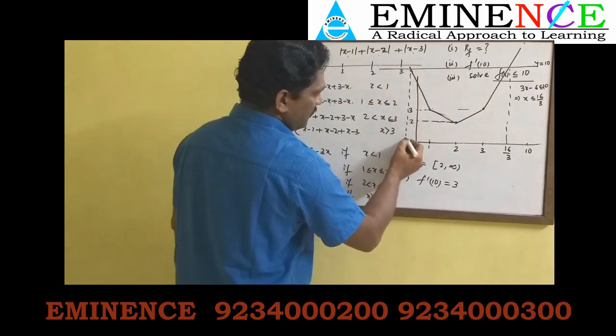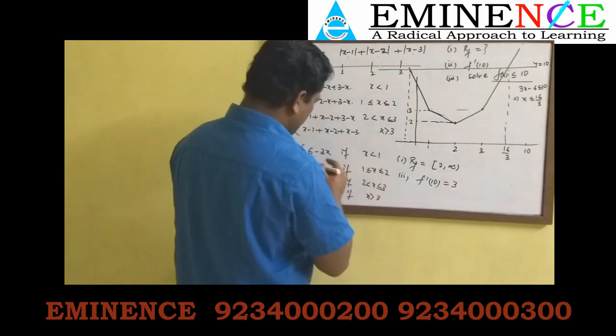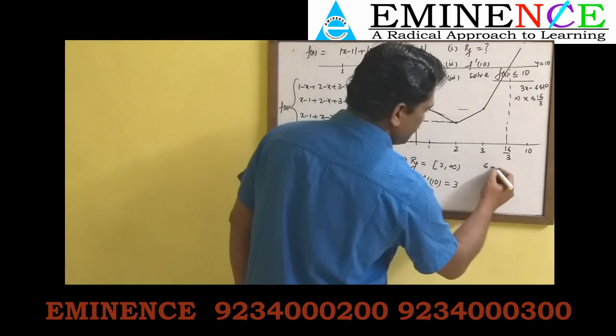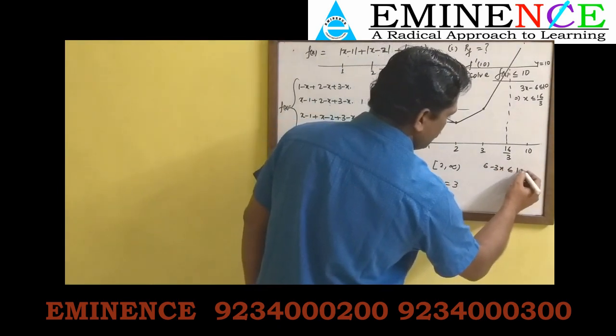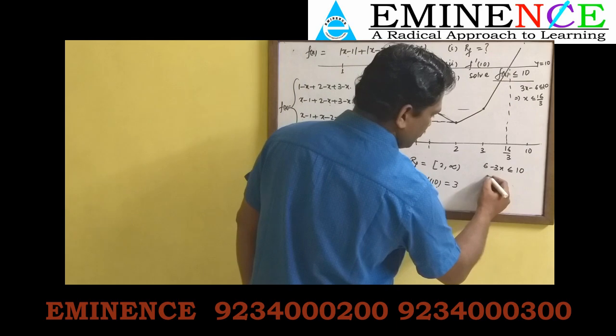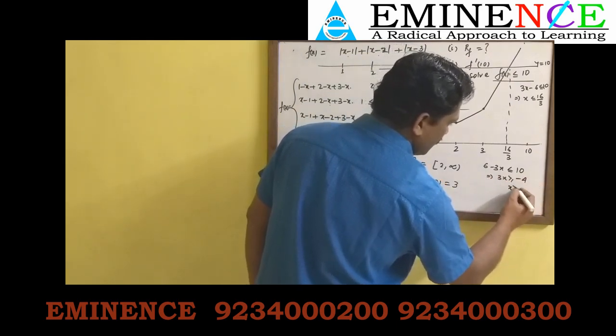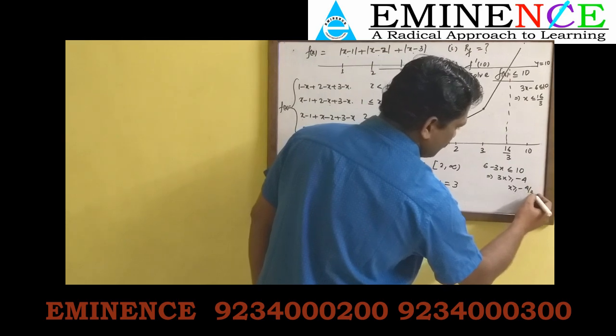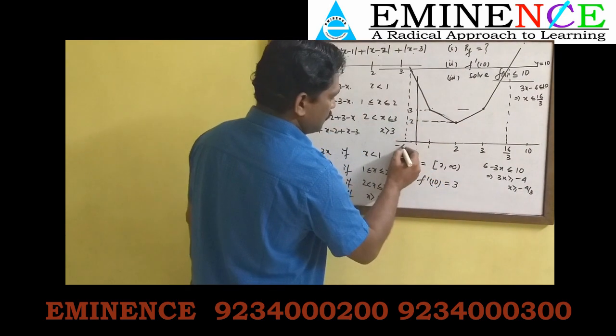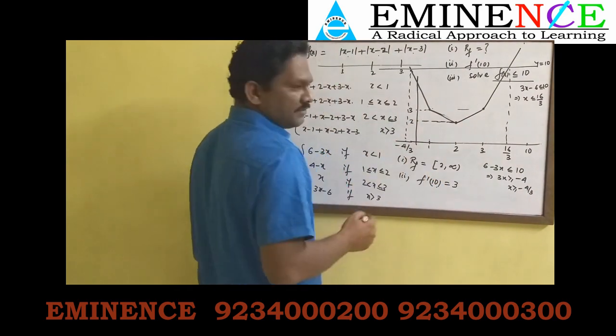Similarly, if I solve now for this point, the 6 minus 3x should be less than or equal to 10. This means 3x is greater than or equal to minus 4. So x is greater than or equal to minus 4 by 3. So this is minus 4 by 3.